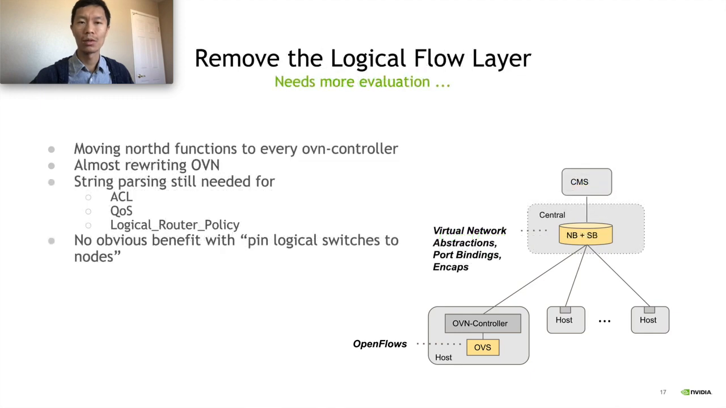An idea was to remove the logical flow layer completely, but in fact this has to be evaluated more carefully, because it's almost rewriting OVN, which is a huge effort. And there's something it cannot solve. Basically, string parsing will still be needed for some of the tables, like ACLs, QoS, and logical router policy. The match part is all string-based, so the parsing cannot be completely avoided.